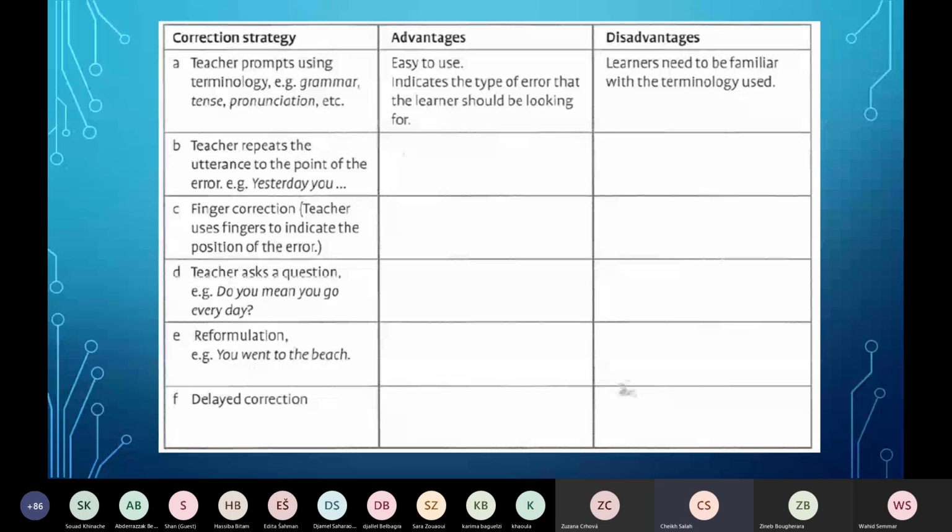What about reformulating? I mean, you've got the answer, it has an error or two maybe, and you correct it by reformulating your answer to the student. Do you think it is a good strategy, and what are the advantages of it? Yes, Jamal. If not Jamal, let's have Lita.